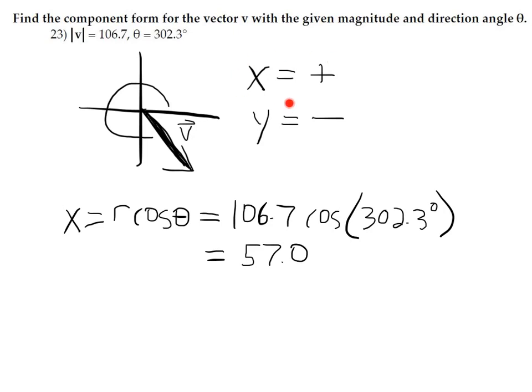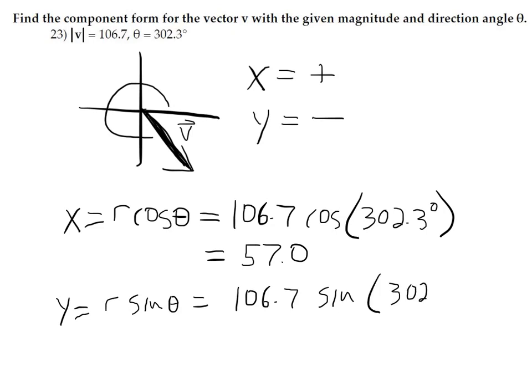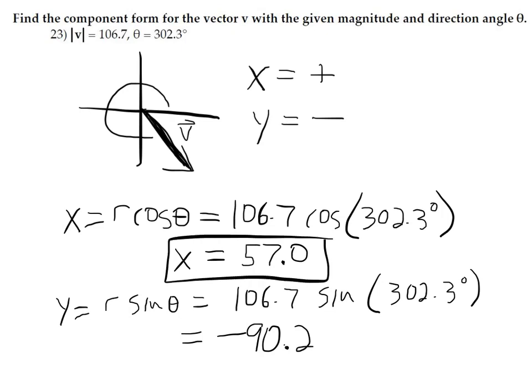We wanted it to be positive. We got a nice positive number. Looks good so far. Y is r sine theta. So this would be 106.7 sine of 302.3 degrees. And our calculator would give us negative 90.2. Now make sure you don't use a degree symbol on these. These are components. These are distances. These are not angles. All right, so x equals 57.0 and y equals negative 90.2.